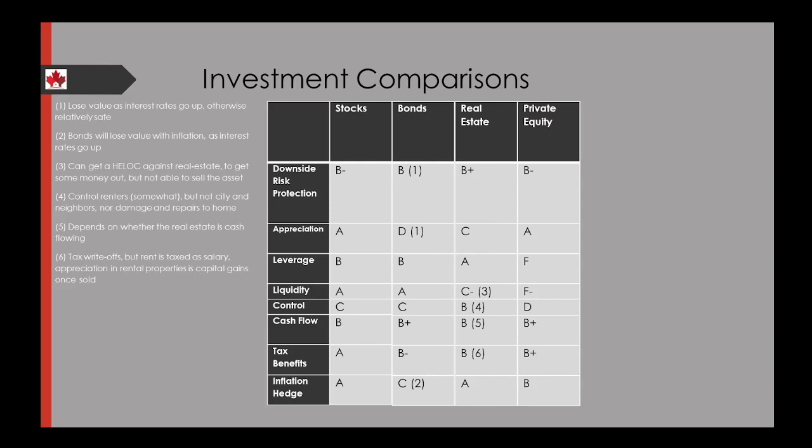Private equity. So this is the private investments where you're investing in a project that a company is doing. Downside risk protection, I would say poor. I've had one private equity investment which has been a total write-off. The $10,000 that I gave them is gone, and I'm just begging and pleading with my accountant to recognize it as a capital loss, so I can use it to offset other capital gains. It can certainly go down.